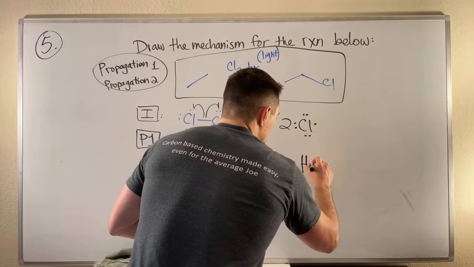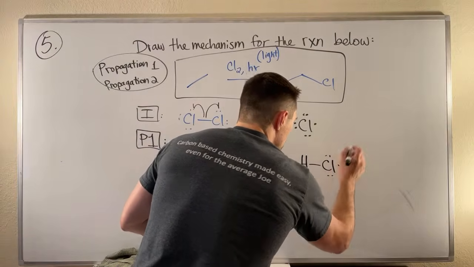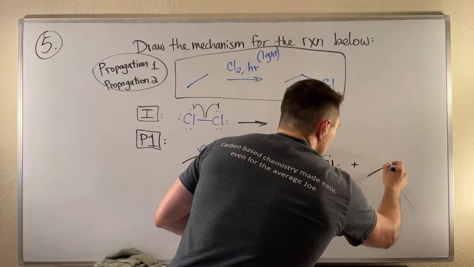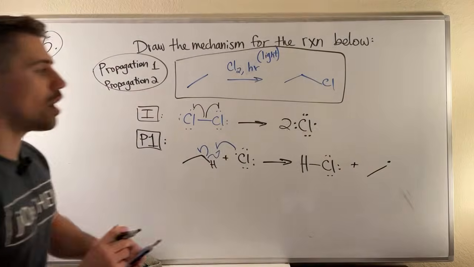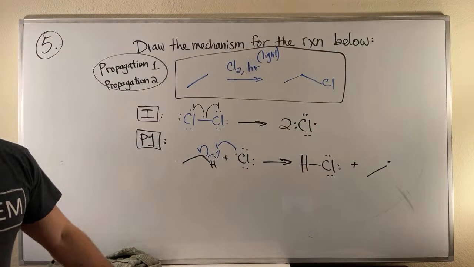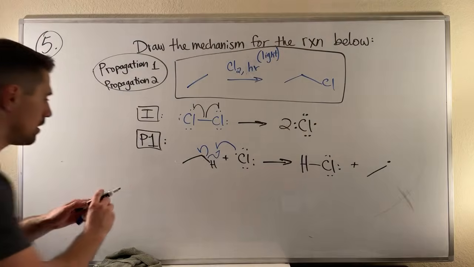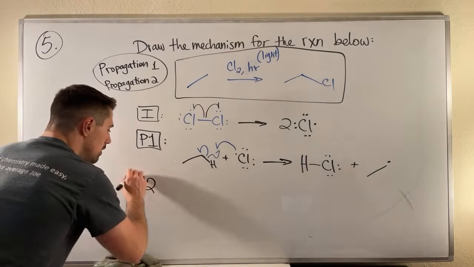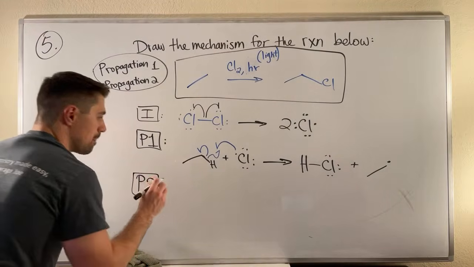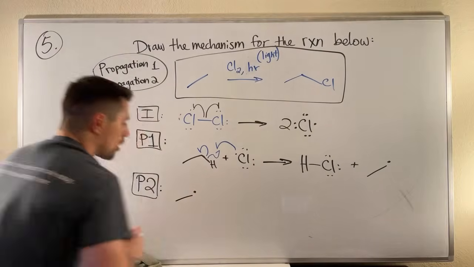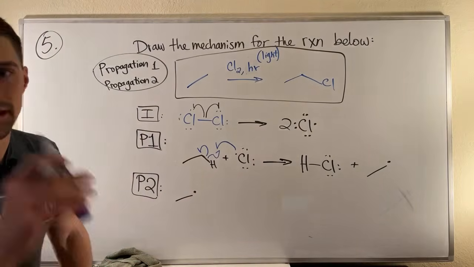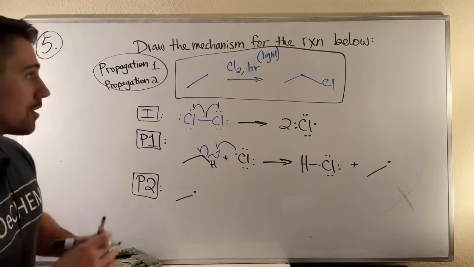So after this, you have HCl plus a carbon radical. So you can just expose 1 lone electron. That's P1. For P2, you show this carbon coming back. It's determined. It's not going to be a radical for much longer.